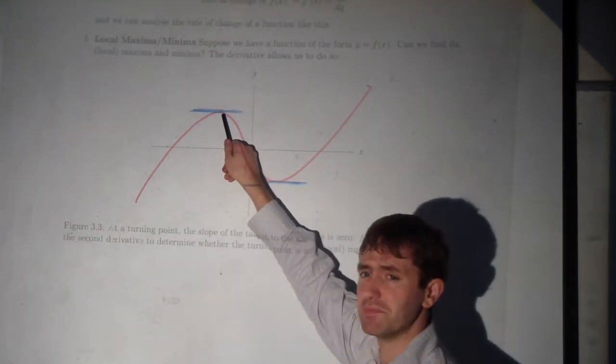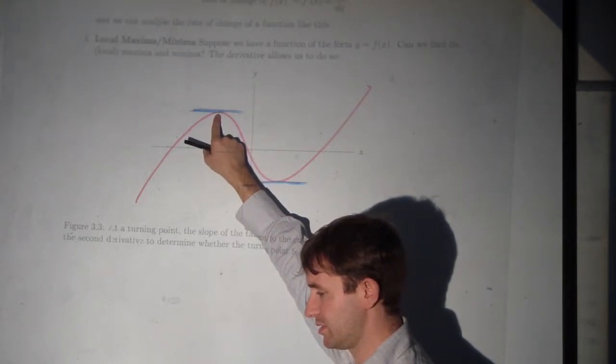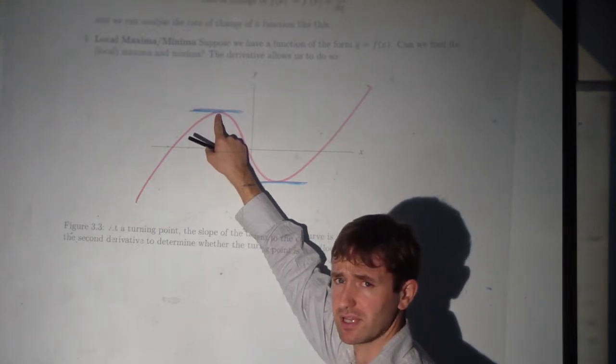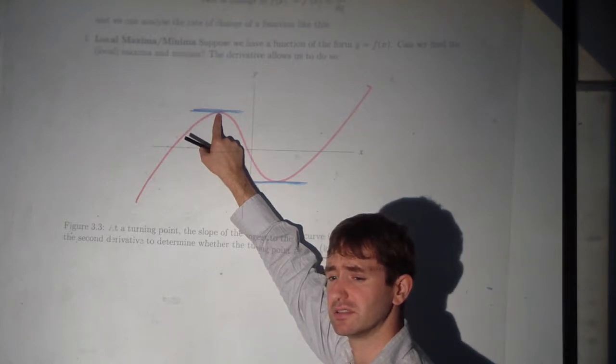Now, you can also talk about that in the language of rates of change. The derivative cannot be positive here. If the derivative was positive at the maximum, that would mean the rate of change was positive. That would mean the function is increasing. But if you're at the top, you can't be increasing. Think about it.